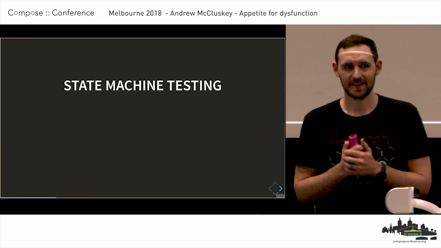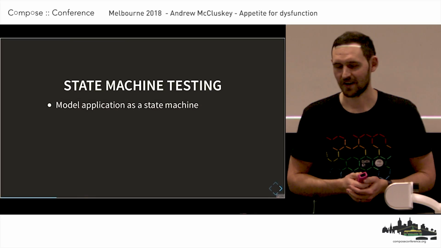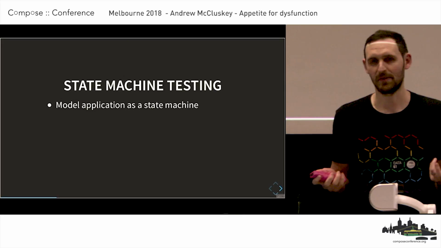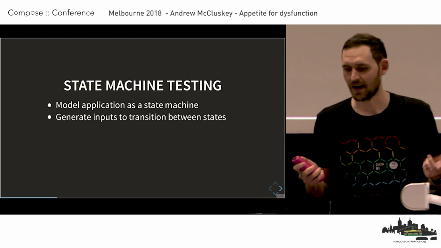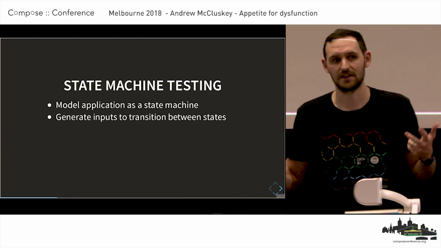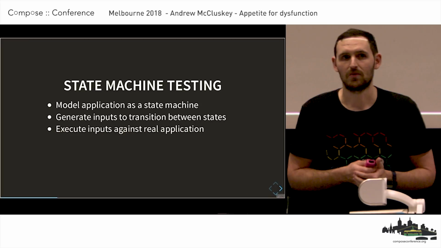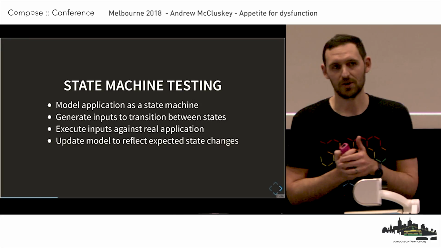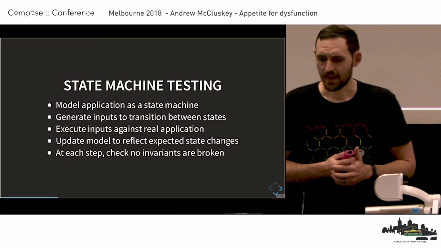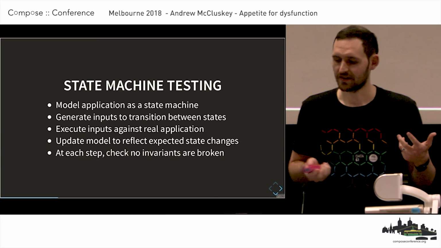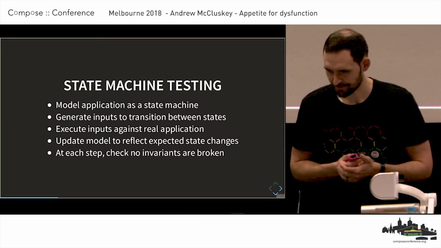So now that we've looked at state machines and property-based testing, we get up to state machine testing. And so the high-level view here is that we model our application as a state machine. We generate our inputs, a la property-based testing, and those inputs are generally transitions between our states. We execute those inputs against our real application. We update our model so that we can update our expectations of what the application state is. And then we check that we haven't broken any invariants. So this is usually checking that our view of the state matches what the application says.